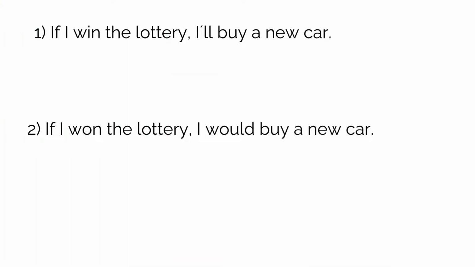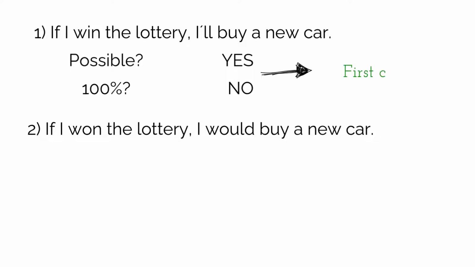Let's try something. Can you tell which one is correct? If I win the lottery, I'll buy a new car. If I won the lottery, I would buy a new car. Let's look at the first sentence. Is it possible? Yes, there is a possibility, small, but there is a possibility that I win the lottery. Is it 100% possible? No, so it's definitely not a fact. Then we can use the first conditional.